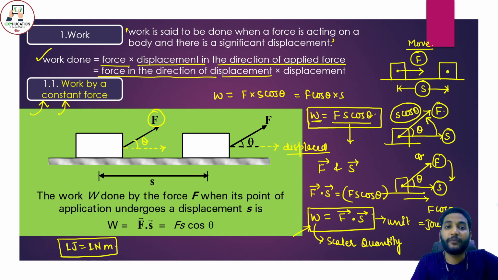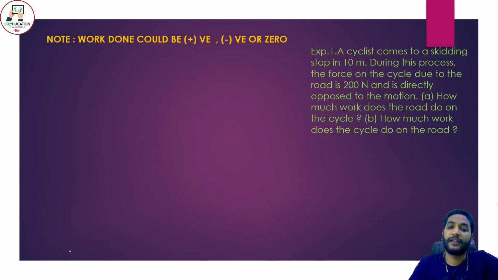and there is a significant displacement, so there will be work done, and that work done can be calculated with a basic formula that is F dot S, that is Fs cos theta. So remember this formula always. Okay, now let's have some questions related to this.